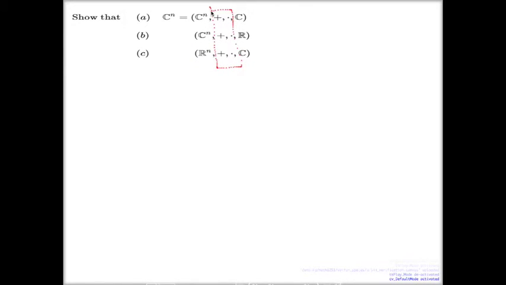All these three pluses and all of these three dots represent the plus and dot on N tuples. But you see the field, I'm playing around with this field. In the first occasion, it's just C. On the second occasion, it is R, even though it's N tuples of complex numbers. I'm going to scale them with real numbers. And on this occasion, it is C, but we're scaling N tuples of real numbers.